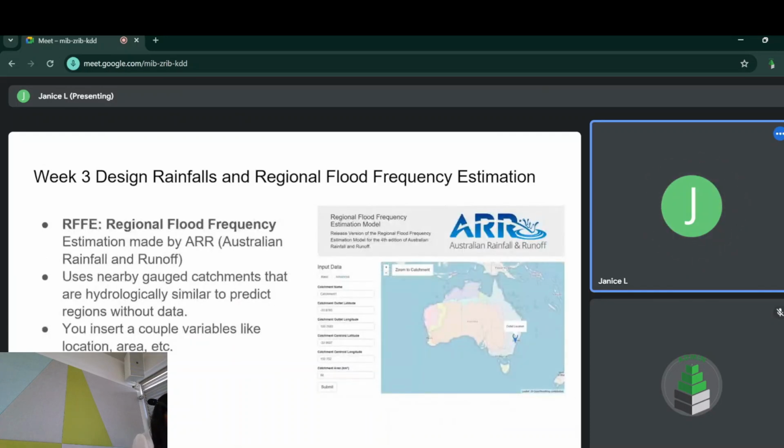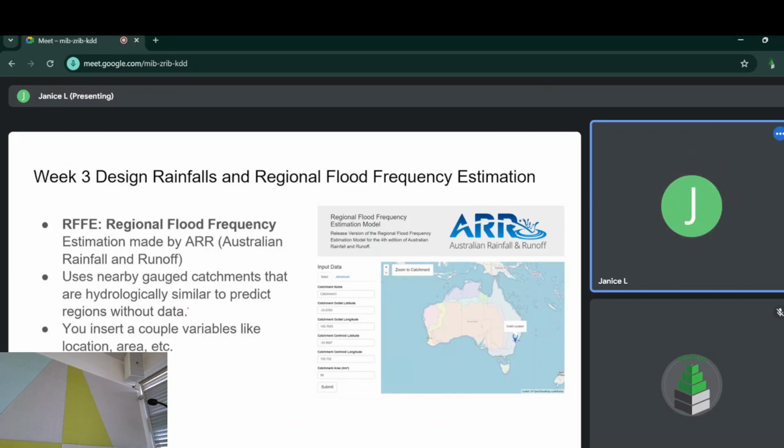Now, the second method that you can use to estimate flooding is RFFE, the Regional Flood Frequency Estimation, and that is a model made by ARR, which I think is an institute or an organization. It's the Australian Rainfall and Runoff. But once again, this one's fully accessible online, both the IFDs as well as RFFE. You can access it straight up on Google. Just go on the internet, search it up. No need for software. It's all browser based, and you can even play around with it after this if you have spare time or if you're interested.